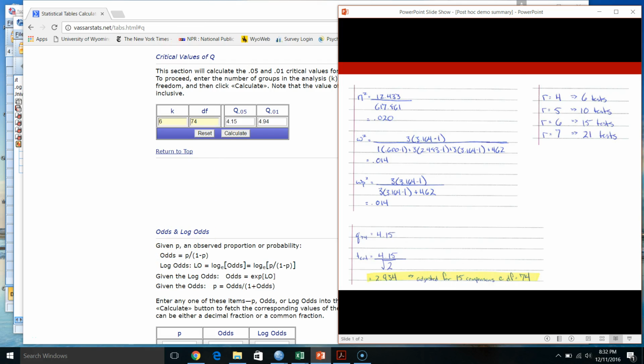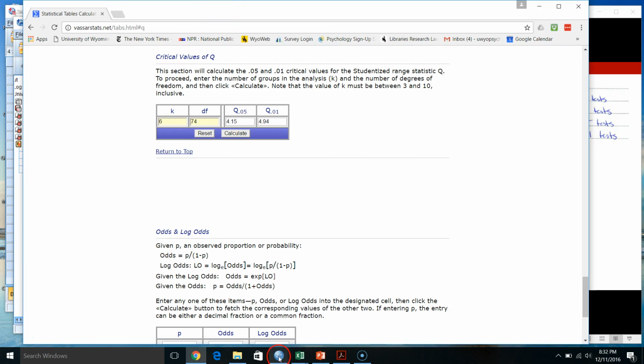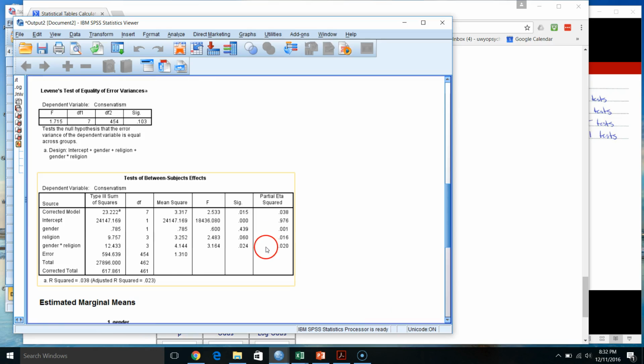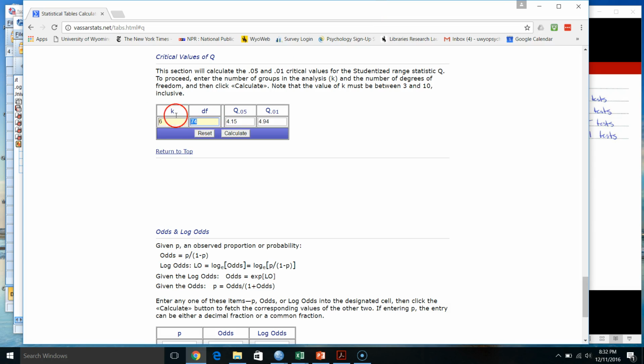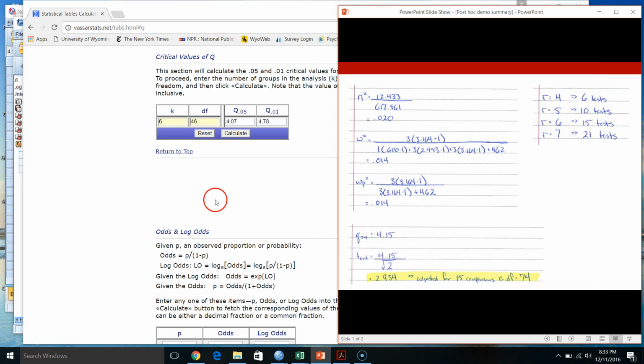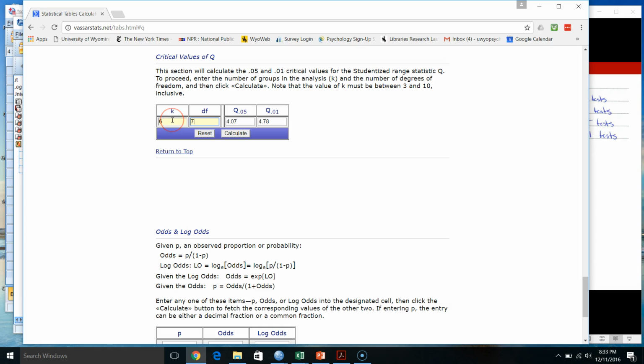Again, if we were to go up here and use the degrees of freedom error from our overall factorial ANOVA table, 454, we set that to 454 and calculate it, right? So we get a smaller Q, which is going to give us a lower critical T, which is going to be a more liberal test, right? So what we're going to do is say 74 degrees of freedom, calculate.